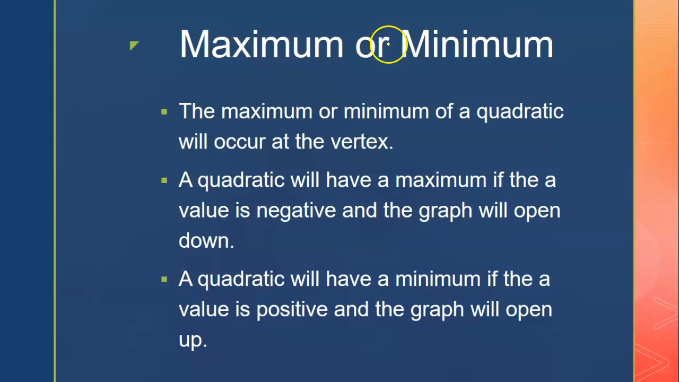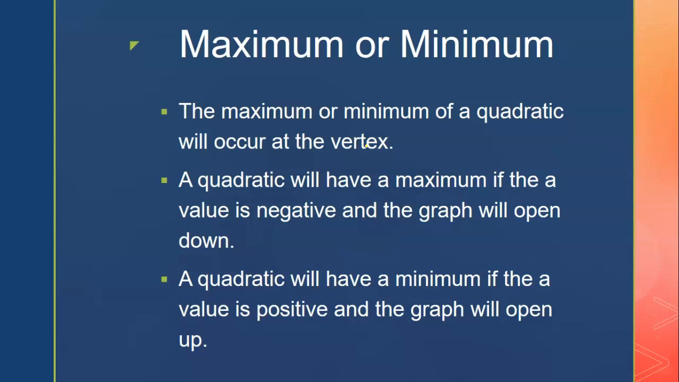All quadratics will have a max or a min. They will never have both. A quadratic will either have a max or a min. The max or min will always occur at the vertex.